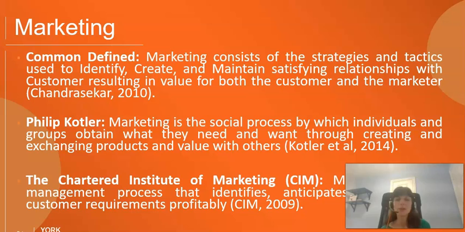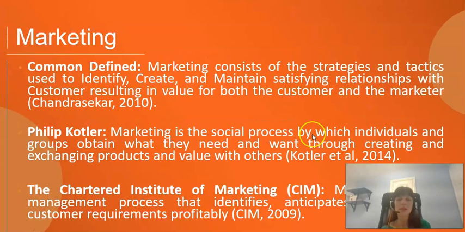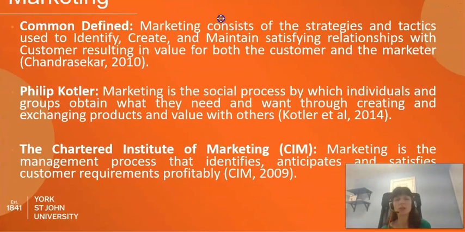And the final one is the CIM definition. And CIM is the organisation that, in the UK, is responsible for the industry body, the professional body for marketing. And they again talk about this process of identifying, but they don't just identify, they anticipate. So in other words, they guess, they forecast, which is where you use your data.